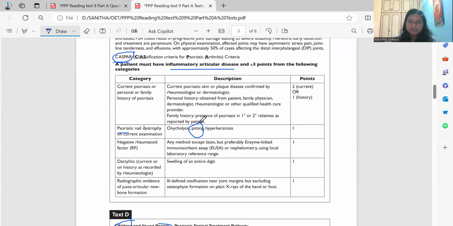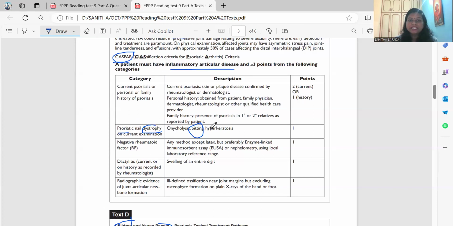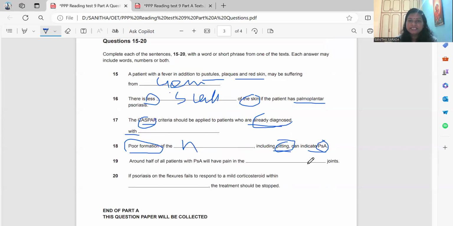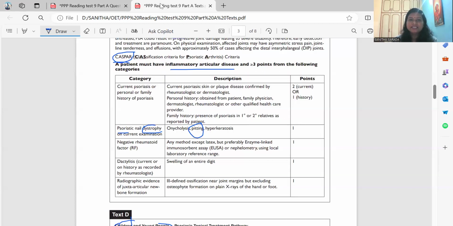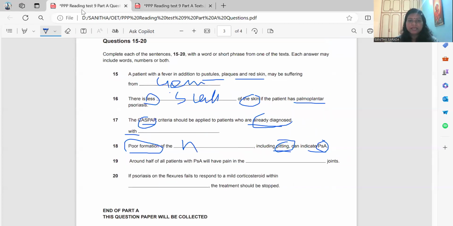See here, the pitting we got here. Okay, poor formation. Psoriatic nail dystrophy. Dystrophy is another keyword. Dystrophy is the poor formation. What is the answer here? Poor formation of the nails, including pitting, as given. So the keyword is here, including; it can indicate PsA. Okay, the passage is talking about psoriatic arthritis, PsA. What is poor formation of the nails, including pitting, can indicate PsA.